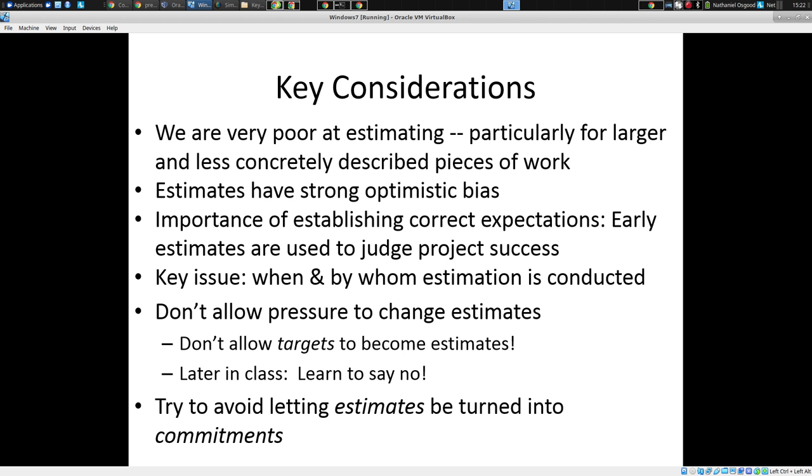So a key point here is needing to resist the siren call, that's Evan's nice phrase, I like it very much, of changing our estimate according to pressure. And critically, we need to avoid our estimates turning into commitments. One of the ways of preventing the number we give from being turned into, okay, I'm going to judge you by that, is not giving a number.